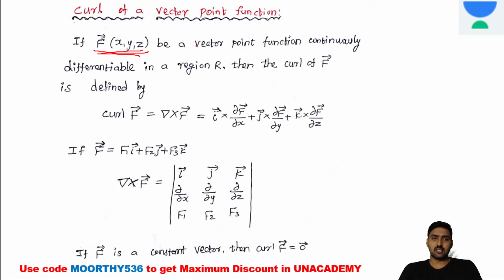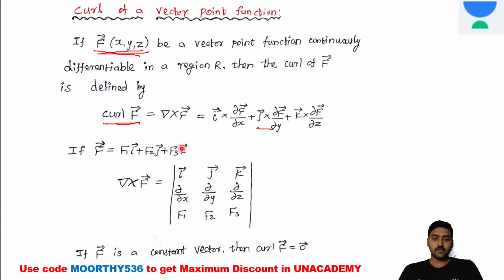It's a cross product. Curl f vector is equal to del cross f vector. While multiplying it: i vector cross ∂f vector divided by ∂x plus j vector cross ∂f vector divided by ∂y plus k vector cross ∂f vector divided by ∂z, if f vector is equal to f1 i vector plus f2 j vector plus f3 k vector.